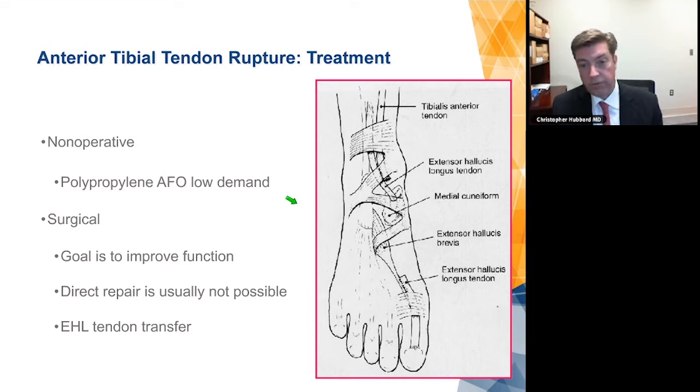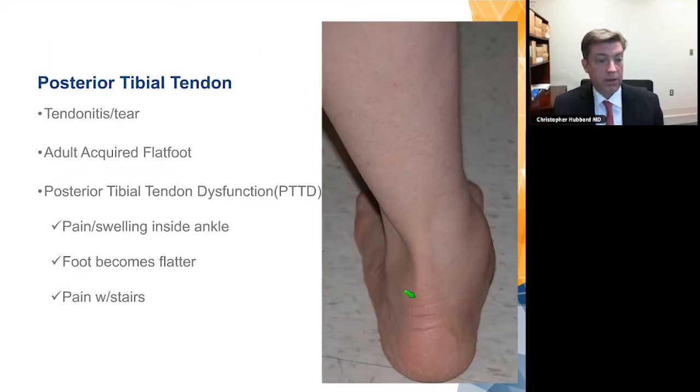Typically we use the extensor hallucis longus, one of the two extensor tendons of the big toe. We take it more distally along the big toe, sew the extensor hallucis longus stump to the extensor brevis, which is the second of the toe extensors, and then release it and weave it back through with a course and then back into the bone. It can take the place of that ruptured tendon.